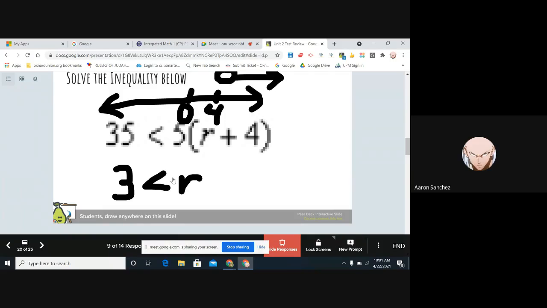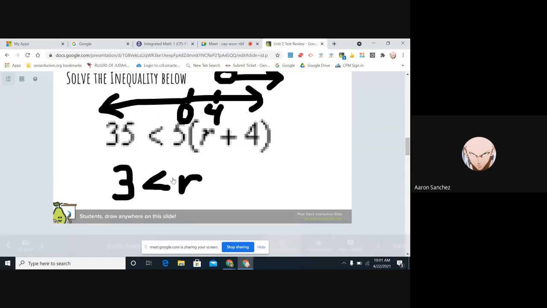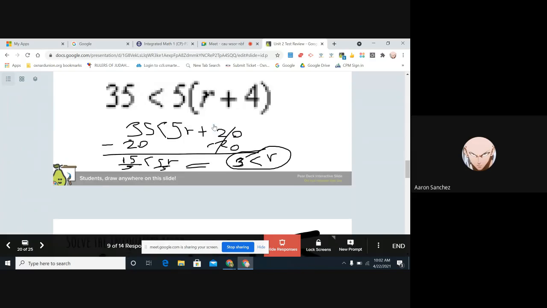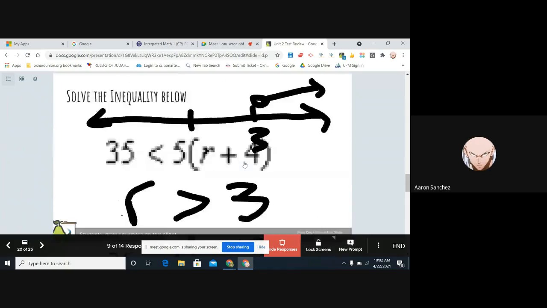See, now this is harder to do. Which way does the graph go? It's harder to tell with this, but this person has it right. R is greater than 3, except this needs to be under a 3. 3 is less than R. Okay, you're doing this good. You guys are all solving it right.